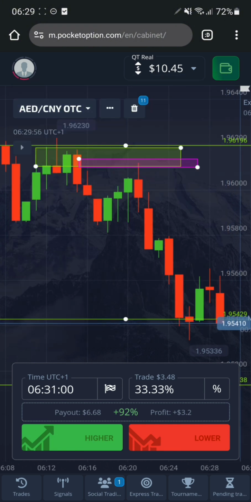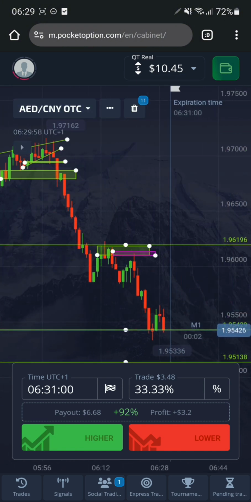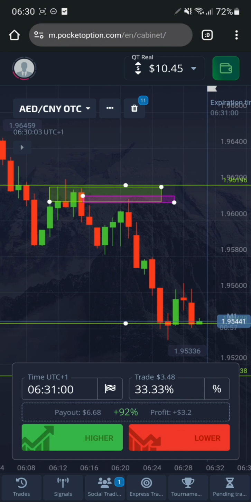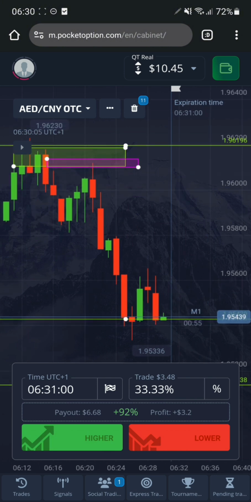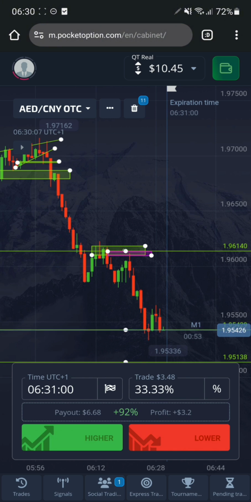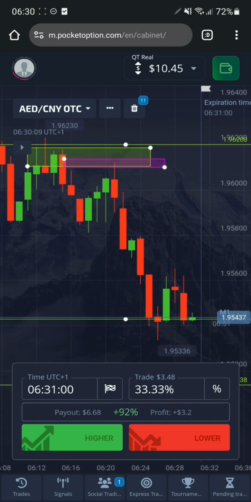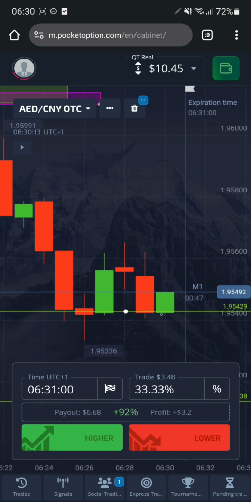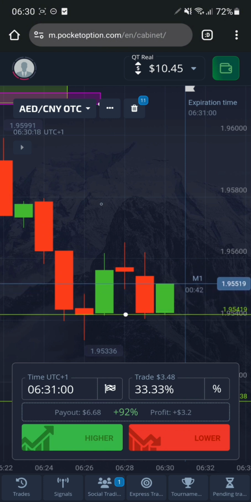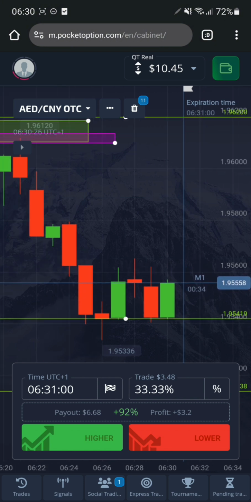Though there seems to be an opportunity here, but I don't want to go against the trade. I'm expecting a green candle here, but I don't want to go against this trend because we have a downward trend here. So this is meant to be a green candle, but I won't take the trade because it's against the trend. I don't want to go against the trend this time around. So I'll just leave it.